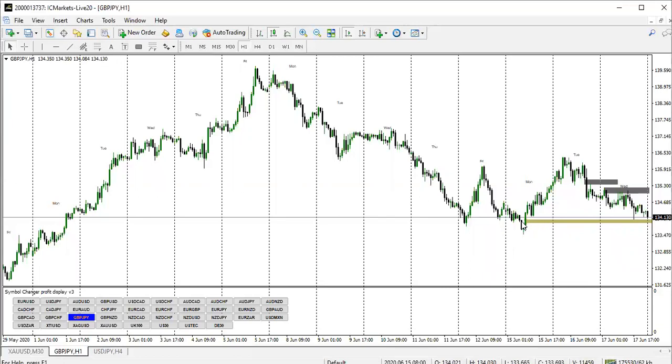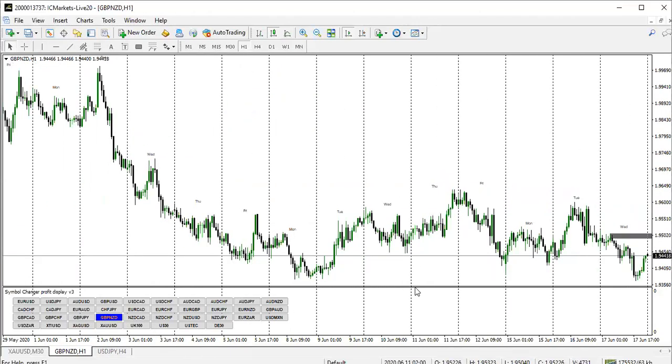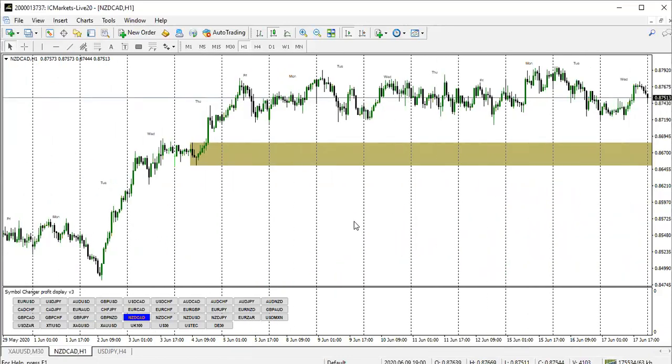Now this is the 4-hour zone that we've marked. This particular zone is the 4-hour zone that we've marked, so we're expecting the market to really respond to this. We're still going to do some other charting to see if that will really play out. Now for GBP NZD, this was the zone we marked, but the market did not get there. And for NZD CAD, this was a 4-hour zone that we marked, but price is yet to get to this 4-hour zone.